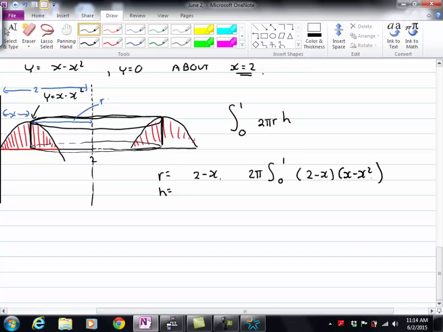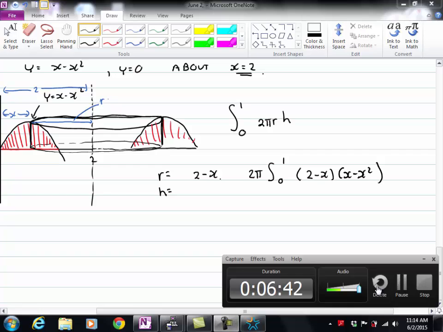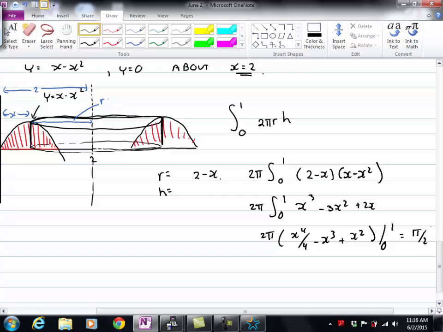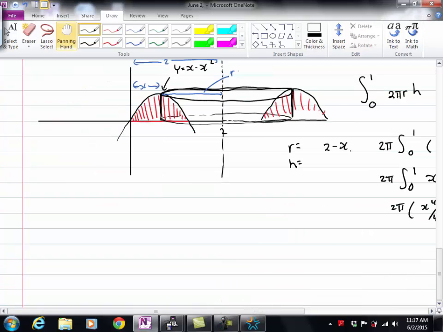Go ahead and figure out the rest on your own. You don't need me to walk you through. If you did this correctly, you should have 2 pi integral from 0 to 1 of x cubed minus 3x squared plus 2x. So this now becomes 2 pi times x to the fourth over 4 minus x cubed plus x squared from 0 to 1, and you should have pi over 2 if you did it right. I'll give you a few more minutes to try.